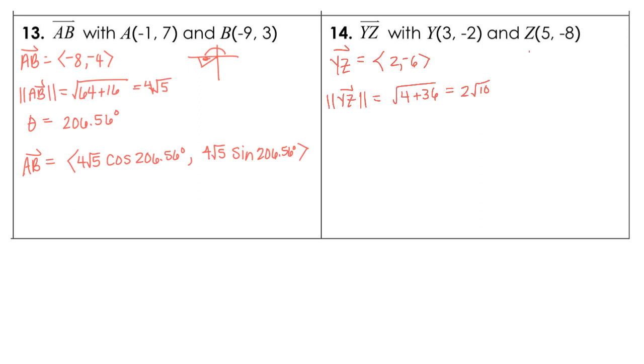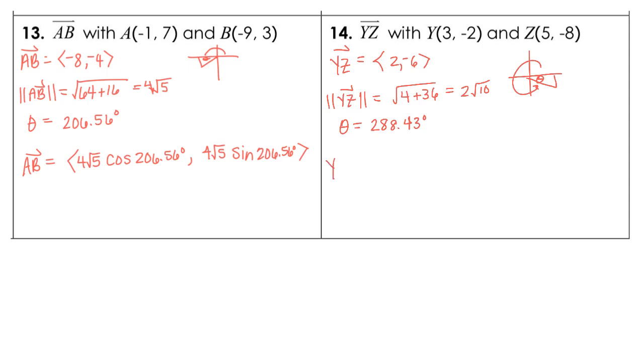And then our angle, it looks like you're going to be over here in the 4th quadrant. And so you're going to have to subtract from 360. And so your theta, your direction angle, is going to be 288.43 degrees.